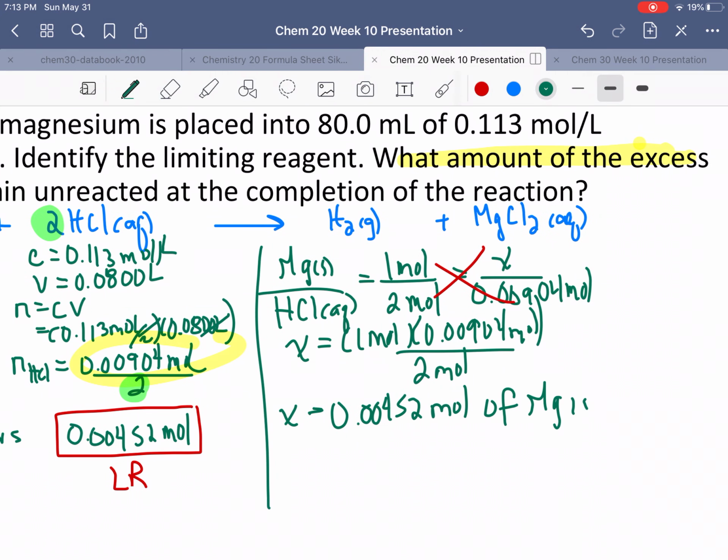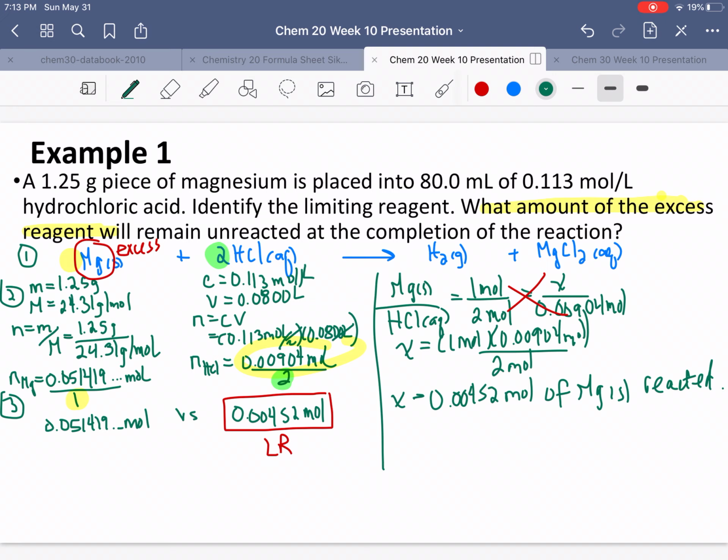I'm going to clarify it so I don't get my brain confused. 0.00452 moles of magnesium solid reacted. All right, now let's consider this. That's how much reacted. How much is left over? Well, this comes down to how much we started with. Guys, we started with 1.25 grams of this stuff, right? That's how much we began with. So when we converted that 1.25 grams to moles, we got this value, 0.051419. Oh, okay. So if that's what we started with, and this is how much reacted, how do we find out how much is left over?